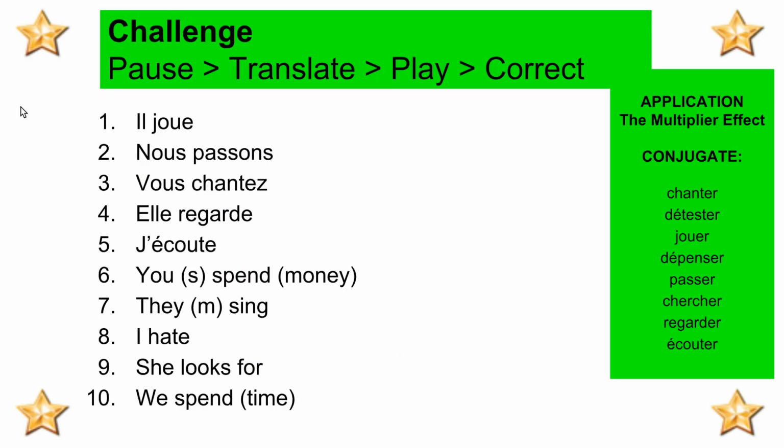Now let's try this challenge. Pause the video and translate the first 5 into English and the second 5 into French. Play the video and then correct your answers as you go through. Tick them if you get them right and correct any mistakes you make to hopefully help understand your errors. Remember, you can rewind, you can pause and listen to the video again at any time.